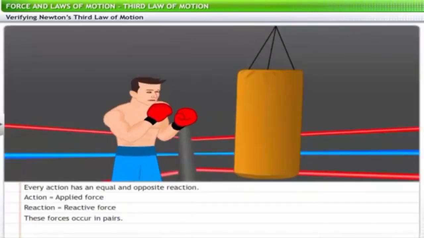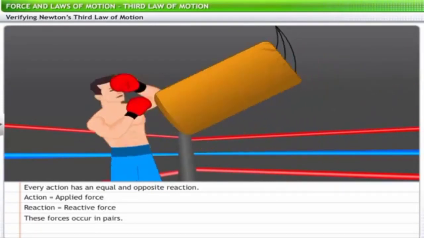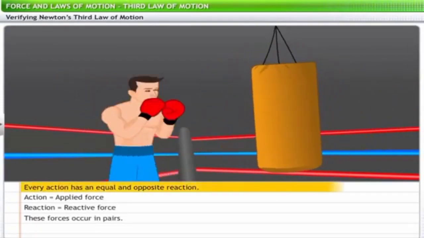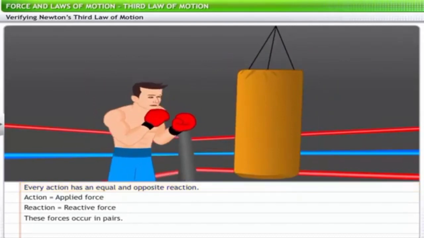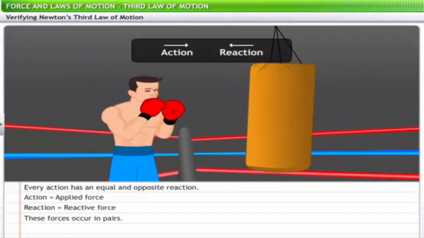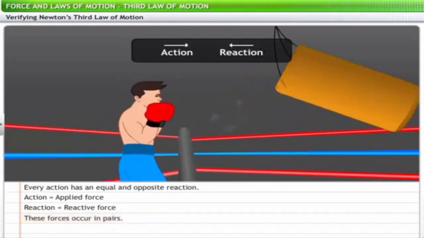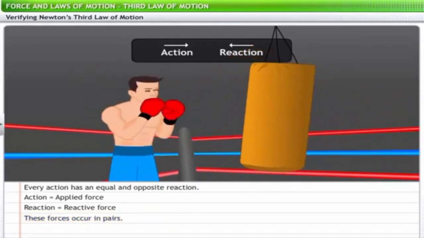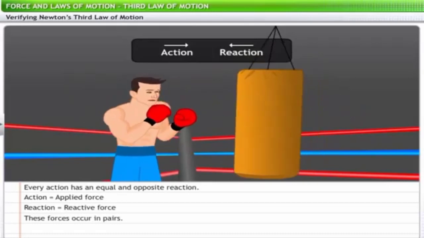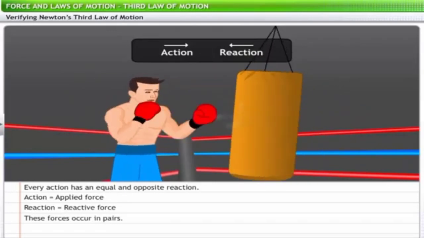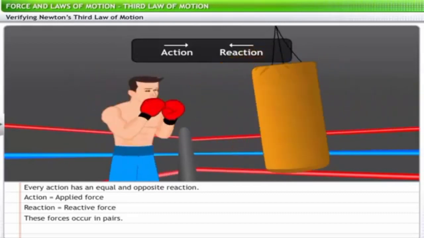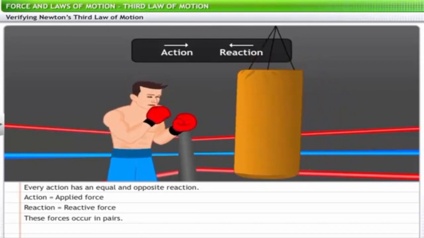To put it simply, the essence of the third law of motion is that every action has an equal and opposite reaction. Here, action and reaction refer to the applied force and the reactive force. This means action and reaction always occur in pairs. For instance, consider a boxer punching the sandbag. The sandbag seems to be punching the boxer back. Thus, the force exerted by the boxer and the force with which the sandbag hits back form a pair.